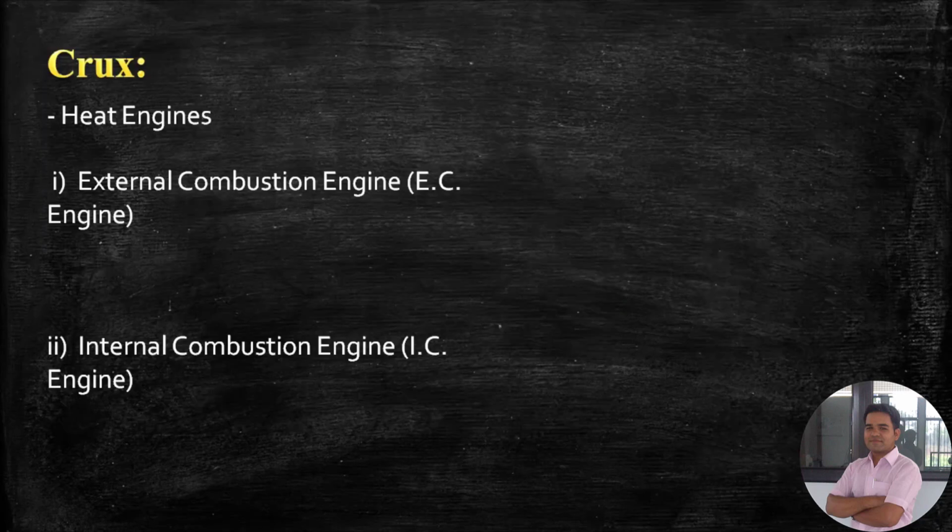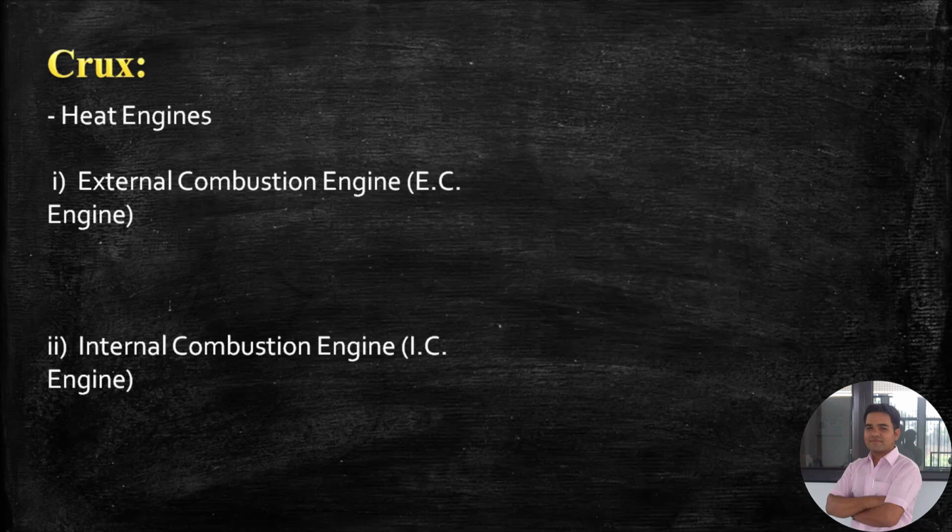Let's see. Before we move ahead to the constructional detail of the IC engine, first we need to understand what it means. Basically, the IC engine, or internal combustion engine, is one type of heat engine. Now again the question is, what does heat engine mean? A heat engine is a device which can convert the chemical energy of a fuel into mechanical work with the help of combustion.